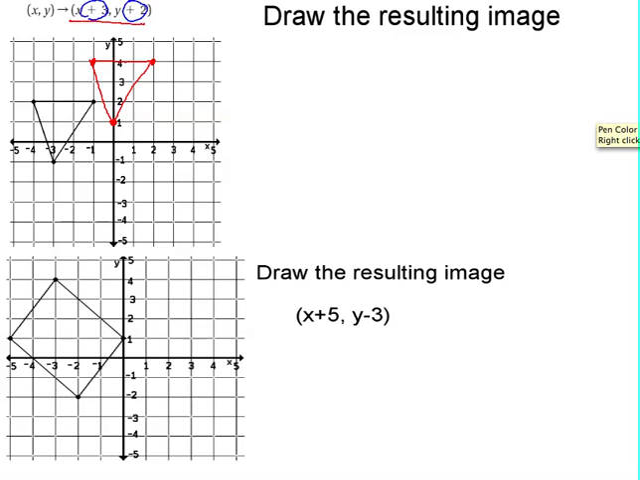Okay, so we're going to do the same thing. We're going to move to the right 5 and down 3 for this one. So just start from any point, right 5 and up 3. Or sorry, down 3. And pick another point, right 5, down 3. And continue to do that from all the points. And your shape shouldn't look any different in size or shape. It should just look moved. So the whole thing has been translated to the right 5 and down 3.